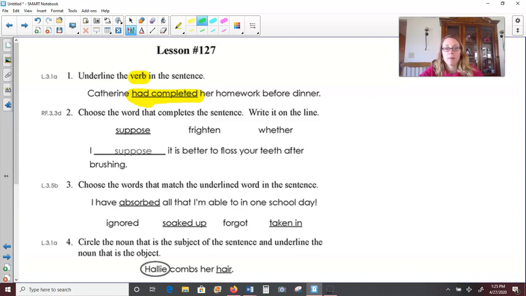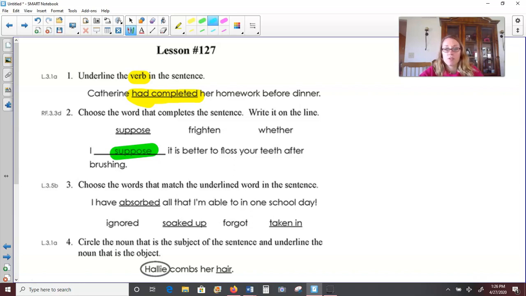Choose the word that completes the sentence. I blank, it is better to floss your teeth after brushing. I suppose, I frighten, or I weather. Suppose makes the most sense. I suppose it is better to floss your teeth after brushing.